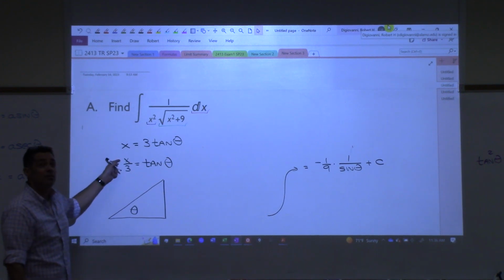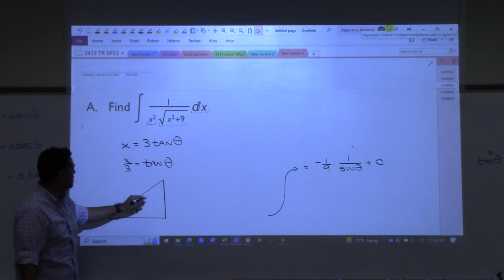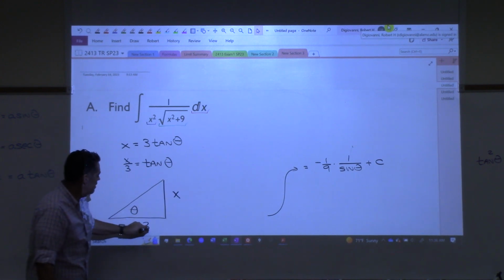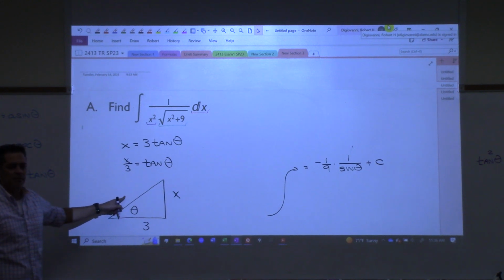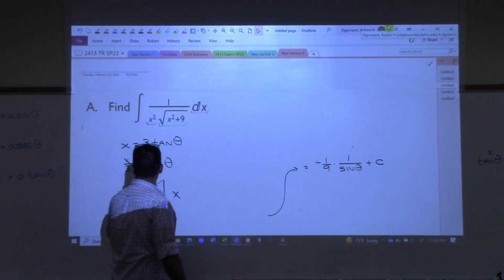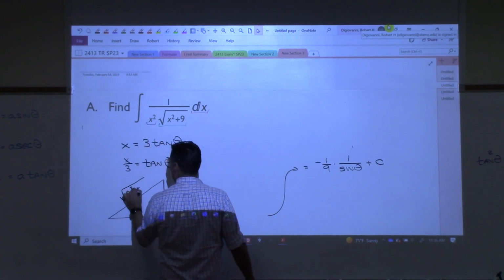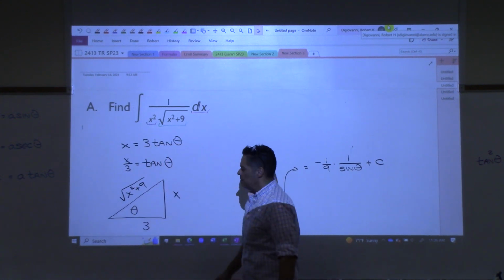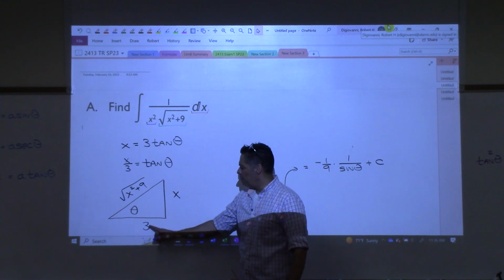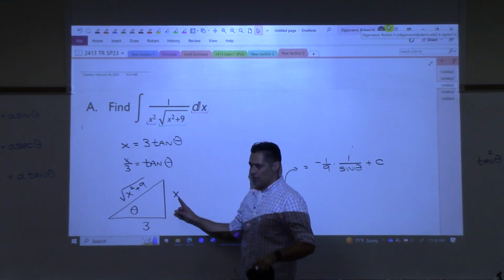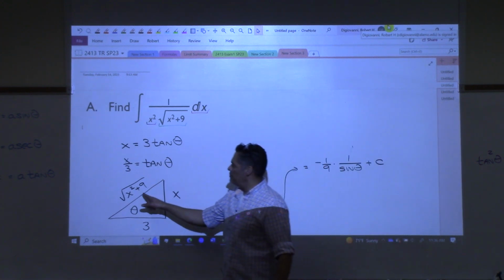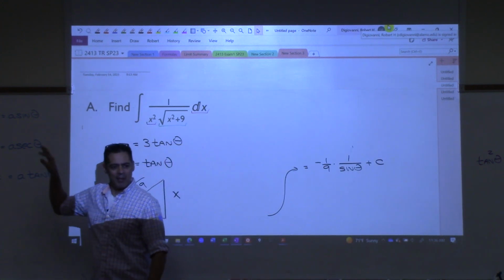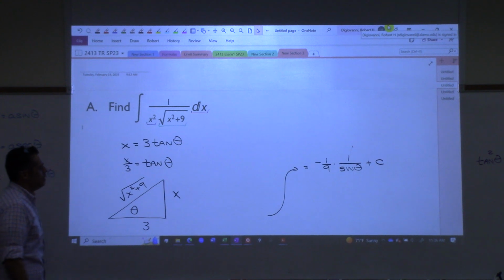Tangent is TOA, opposite over adjacent, so x over 3 like that, right? And then you solve for this side. I'm not going to show the work, but this will just become this, right? Because you'll do this squared plus this squared, and then you take the square root of it to get that side. And hey, look, it appeared, didn't it? Was that thing in the original problem? It was there. Yeah, it looks familiar, right?